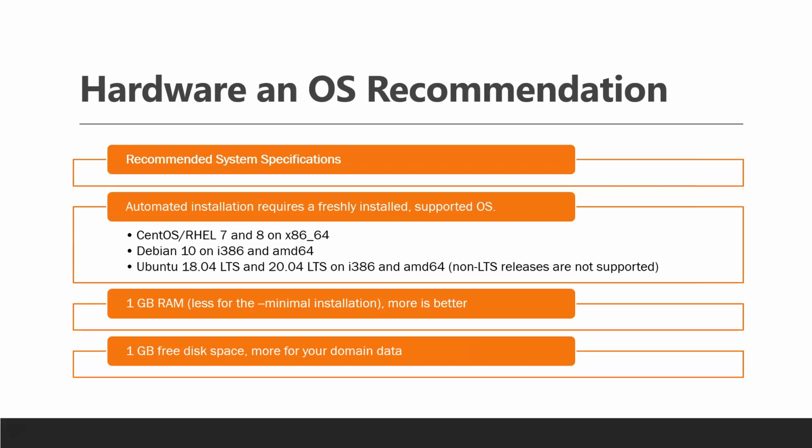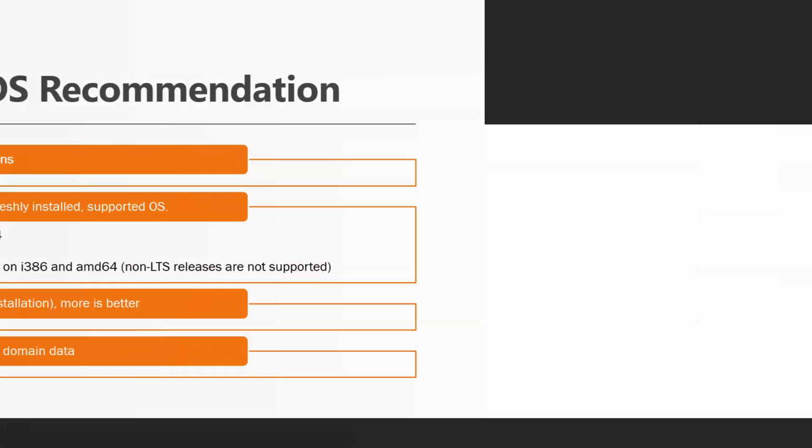So next, the hardware requirement and the operating system requirement to install VirtualMin. Recommended system specifications are: number one, you should have an open source OS such as CentOS, Red Hat 7 or Red Hat 8. Then you can also use Debian 10 and Ubuntu 18.04 and 20.04 LTS. The minimum requirement of RAM is 1 GB. So make sure you are using more than 1 GB RAM because we need to install a number of features, and for the minimum hard drive space we need 1 GB of free disk space.